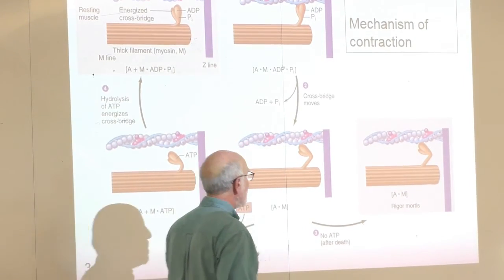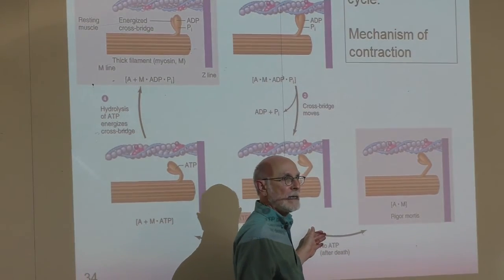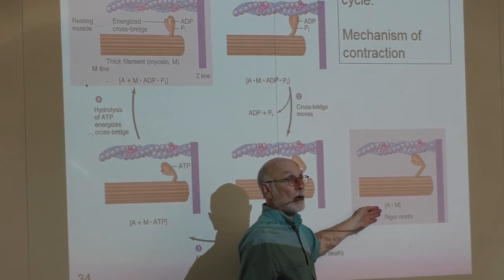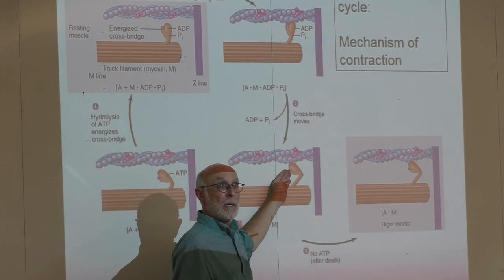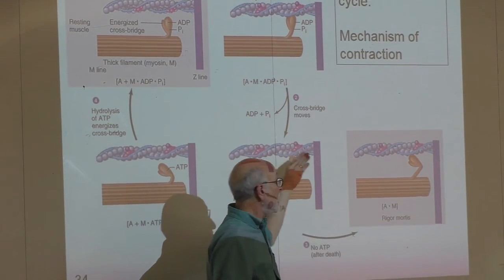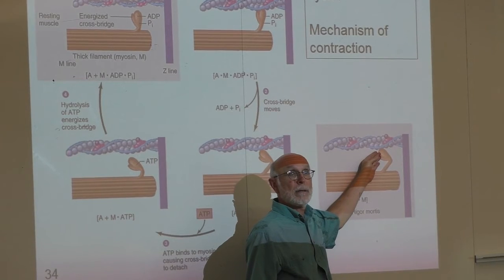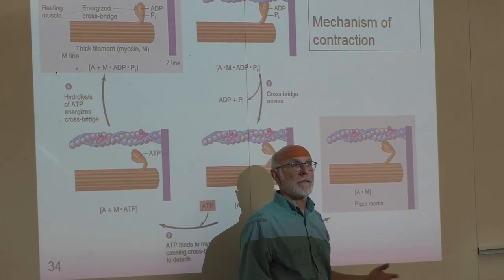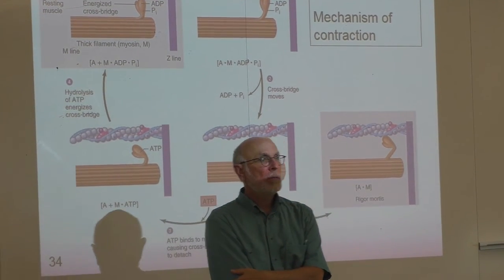So in the absence of oxygen and the absence of production of ATP, ATP is no longer available to detach the head group from the thin filament. If the ATP can't help it detach, it stays attached. And that's why muscle gets stiff in rigor mortis.